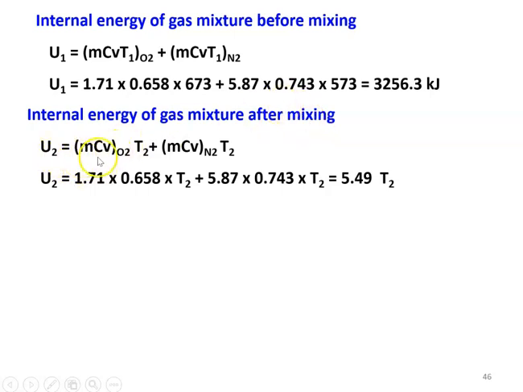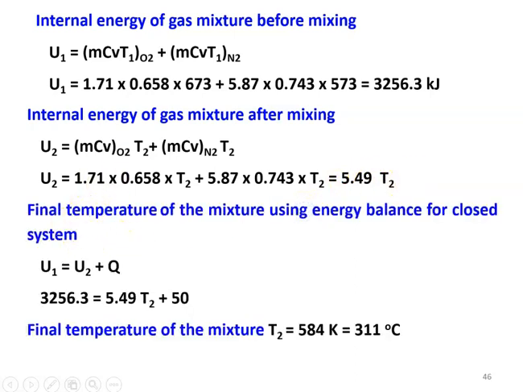Internal energy of the gaseous mixture after mixing. So, U2 equal to m Cv of O2 into T2 plus m Cv of N2 into T2. So, temperature T2 is the unknown here. So, m is 1.72 for O2 into 0.658 plus 5.87 into 0.743, times T2, equal to 5.49 times T2.